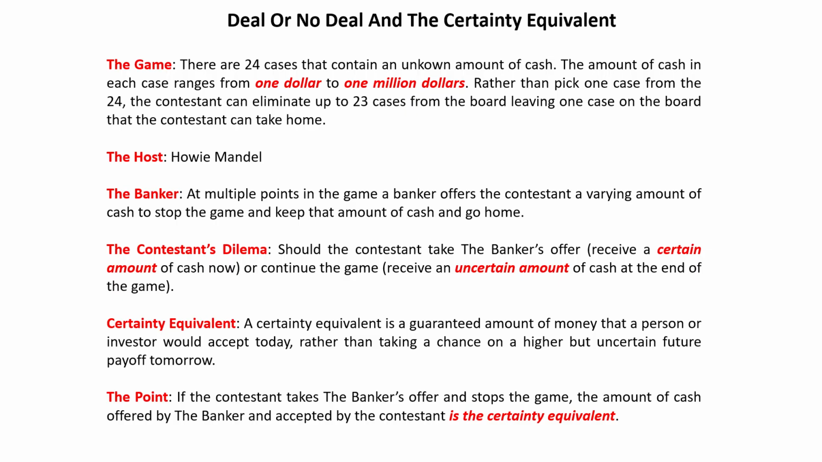So in other words, the certainty equivalent is, from the investor's, or in this case the contestant's, point of view, the amount the banker would have to offer him in order for him to say, you know what, I would rather take a certain amount of money that the banker offers me rather than taking a chance that, even though I can make more, I can also receive a lot less.